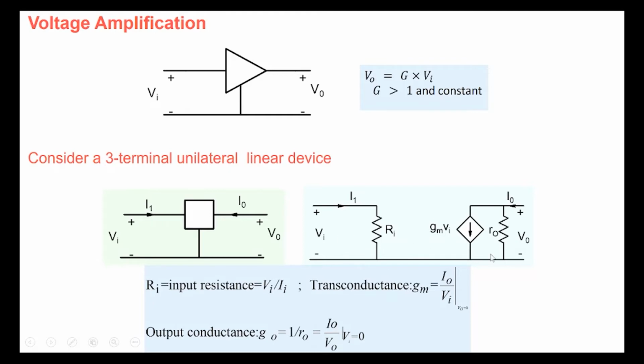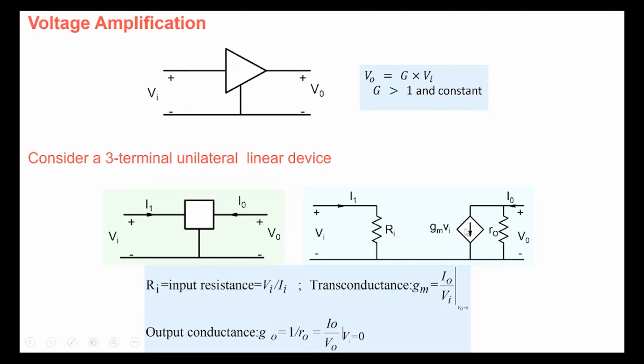Transconductance gm: note that I0 has two components. One is due to R0 here, which is because of the voltage V0 itself, and that is what we call the output conductance. The ratio 1 over R0, G0, is called the output conductance here, which makes sense, since this is a resistor connected across the output terminals here.